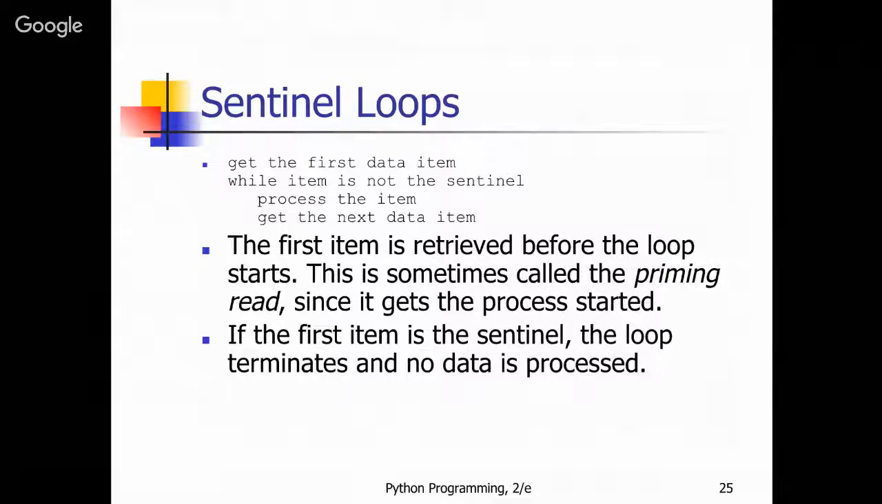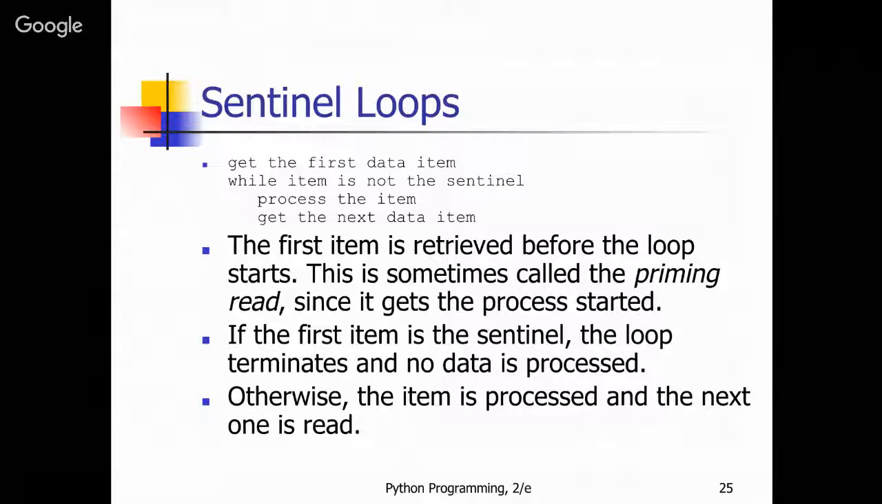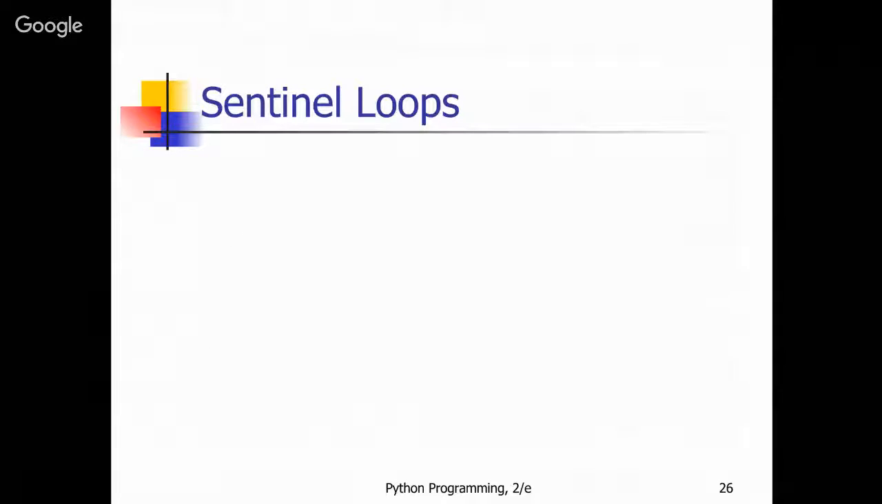And if the first entered item is the sentinel, then we're not even going to go into the loop. Right? Also, another term for you: when you initialize a number before the loop, you're going to call this a priming read. And this is a value that is initialized before the process begins. Okay.